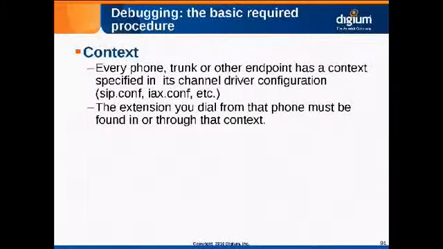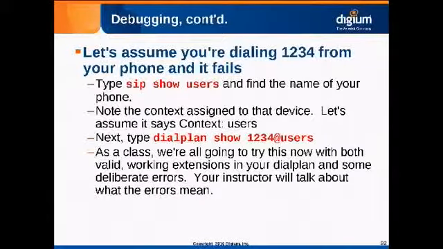Okay, so the other thing is whatever extension you dial on a phone, that extension has to be in that context for it to go out. So let's look at an example here. Let's assume you were dialing extension 1234, and for some reason that failed. You're just getting a fast busy signal.